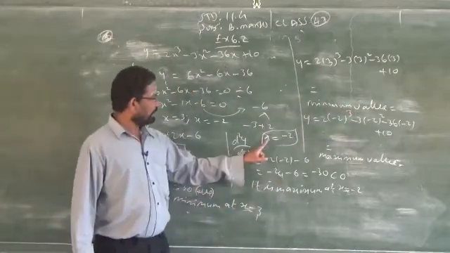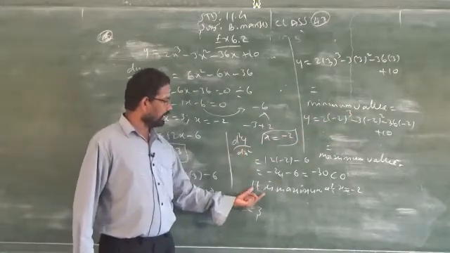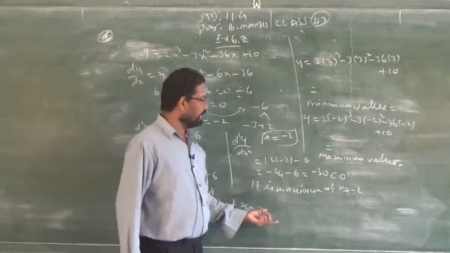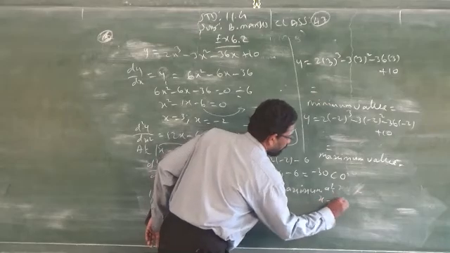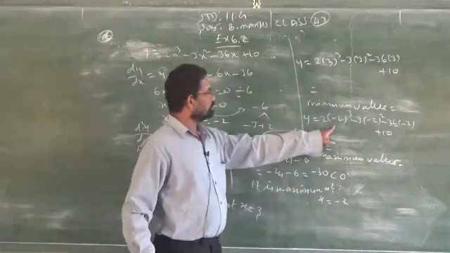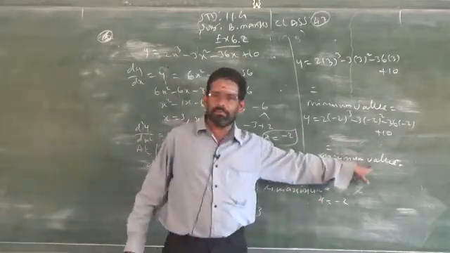So when I replaced x equal to minus 2 in the second order, I got what? Maximum. So therefore, if you replace x is equal to minus 2 in the question, you will get the maximum value.